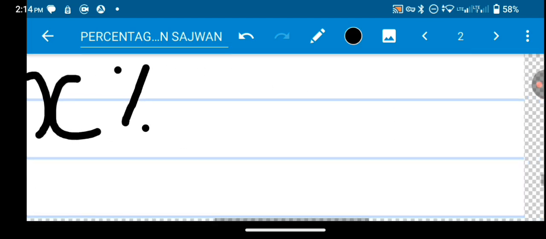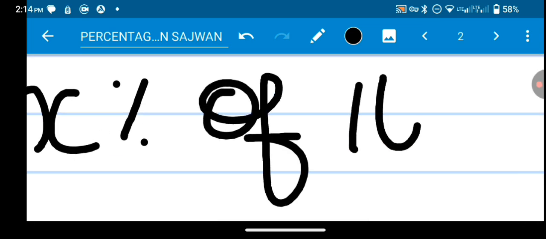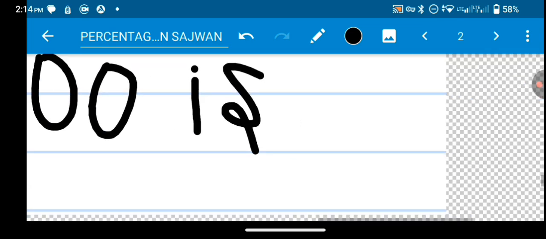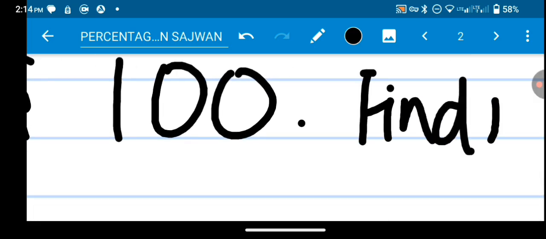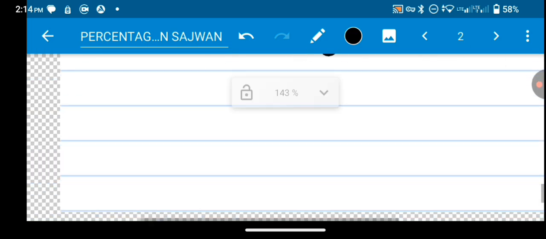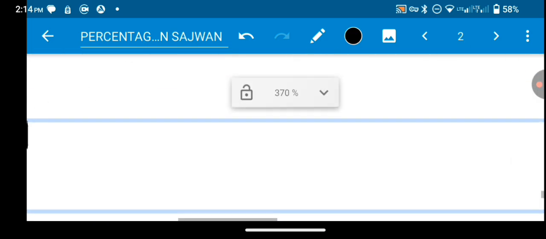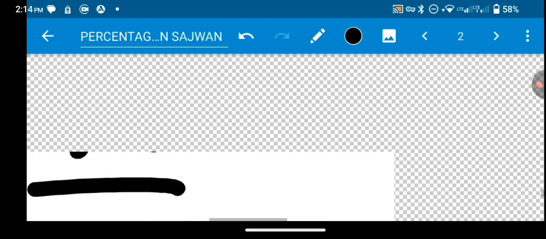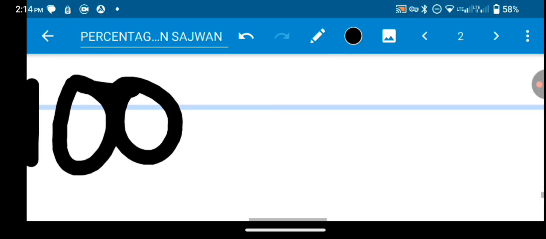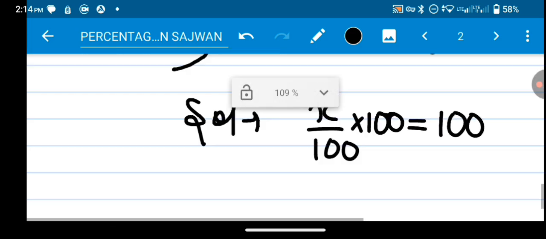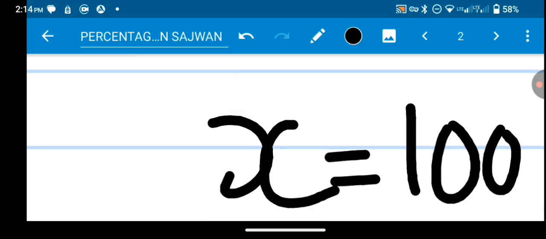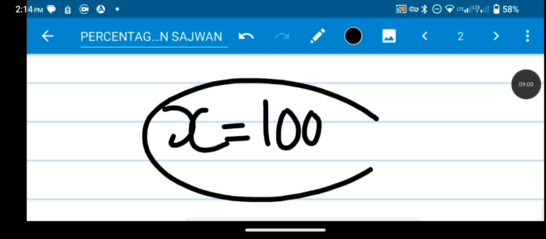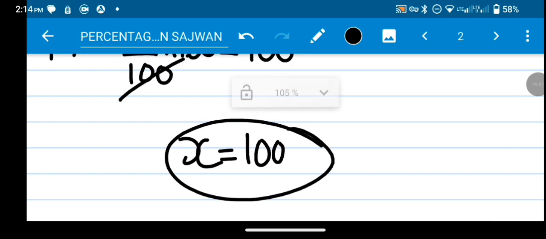X% of 100 is 100. Find x. Again I tell you, if you have to remove the percent sign, you have to always divide by 100. So x upon 100 into 100 is equal to 100. 100 cancels, and x is equal to 100.